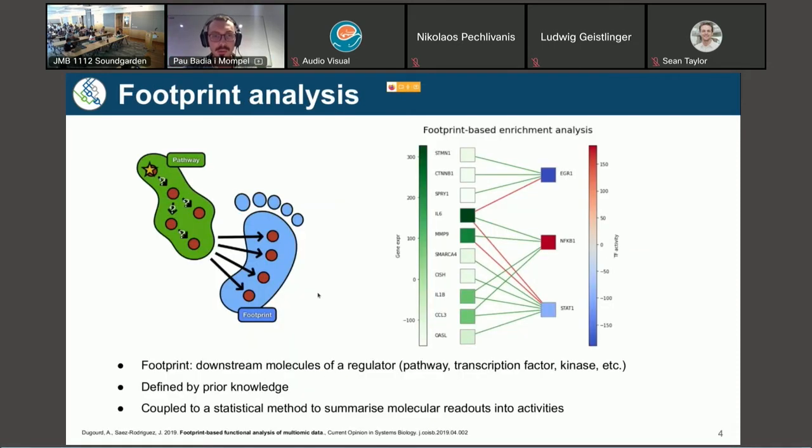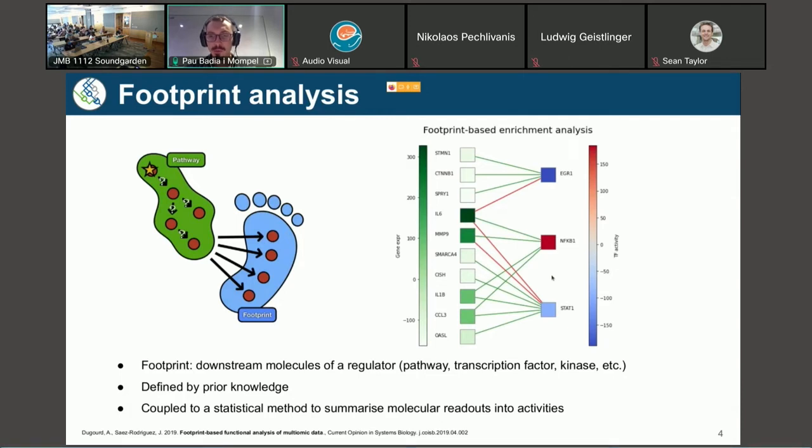Another key concept that we use in the group is footprint analysis. Footprint is basically the collection of downstream molecules of a given regulator. This regulator can be a pathway, a transcription factor, a kinase, or any biological entity that you can link to downstream features. These links are defined by prior knowledge, and they can be coupled to a statistical method to summarize molecular readouts into activities, right?